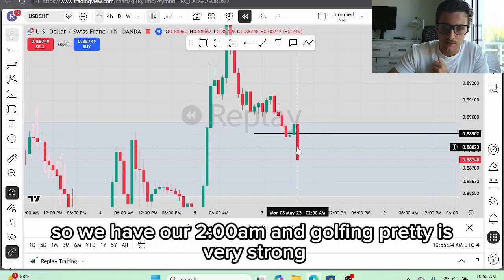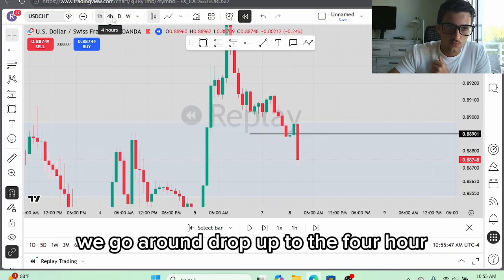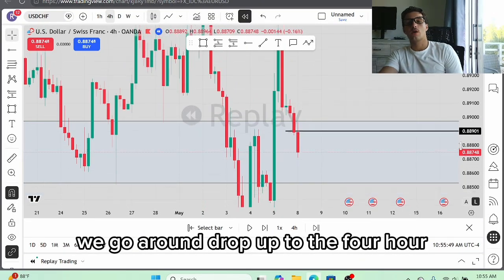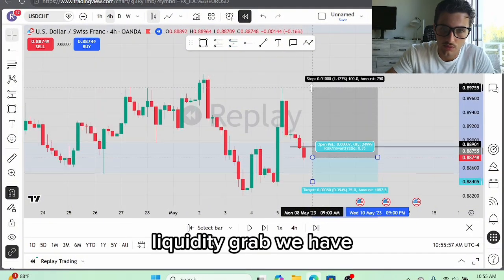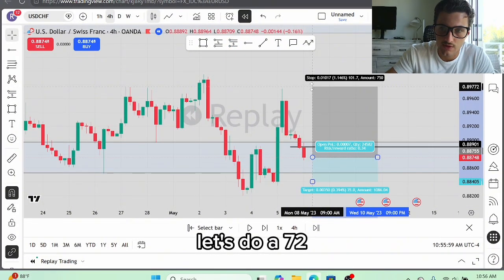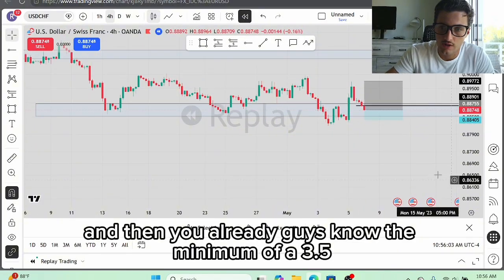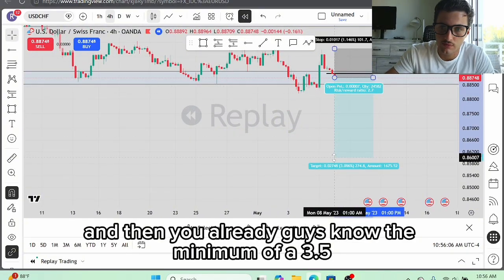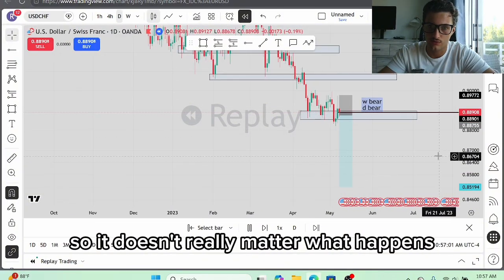So we have our 2 a.m. engulfing, very strong round psychological level of 900. We go up to the 4 hour. Oh wow, this is going to be a big stop loss. Liquidity grab, we have, let's do a 72. Move that in. And then you guys already know the minimum of a 3.5. See how it goes. We're just collecting data, so it doesn't really matter what happens.